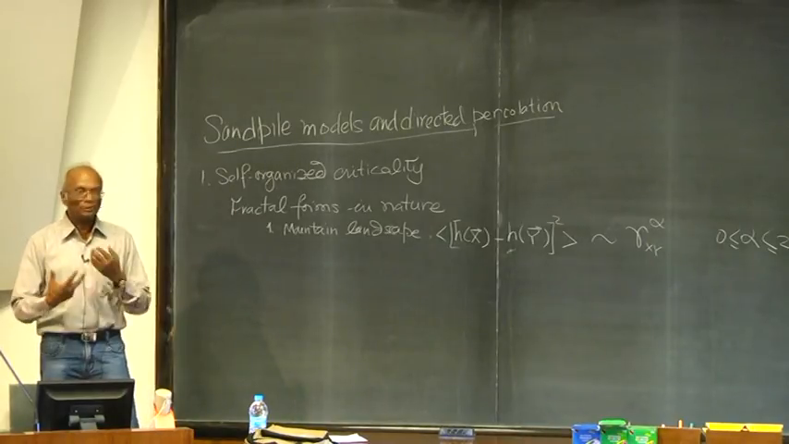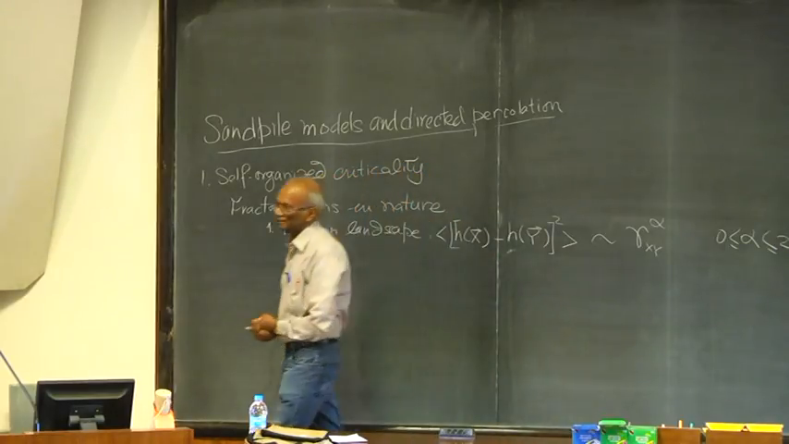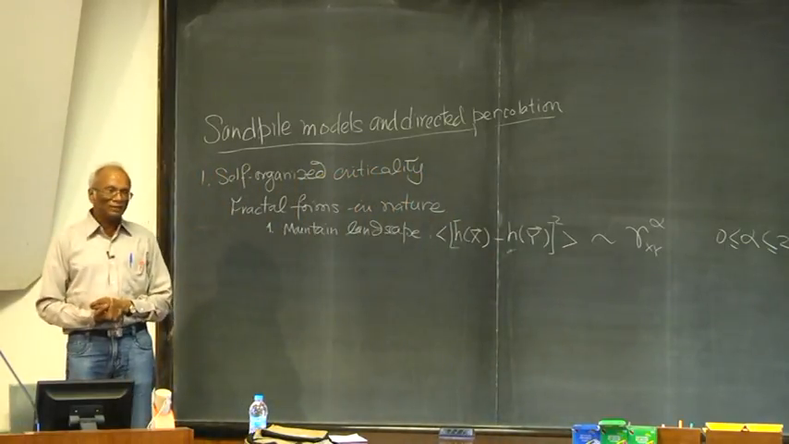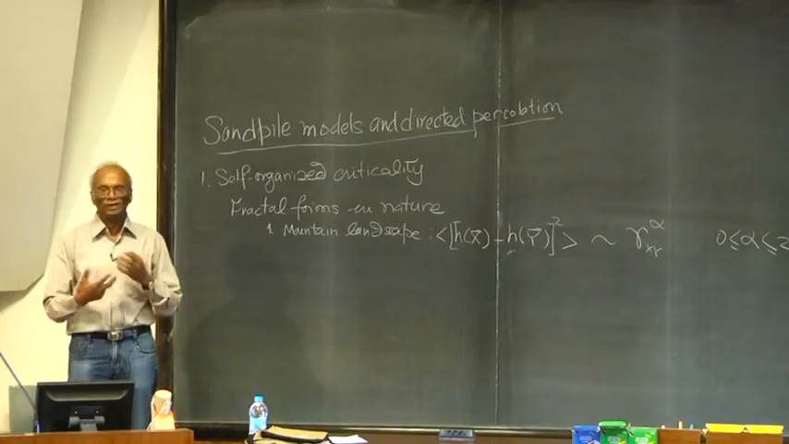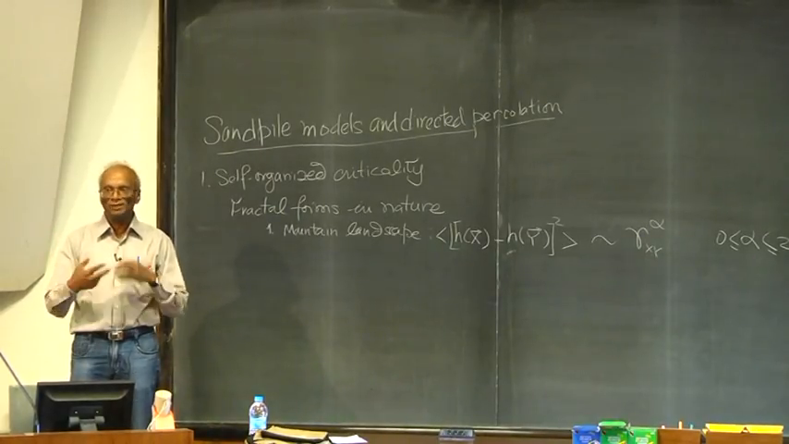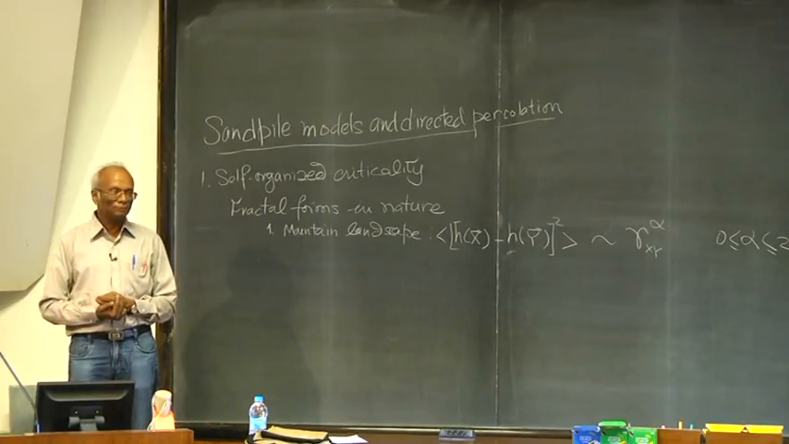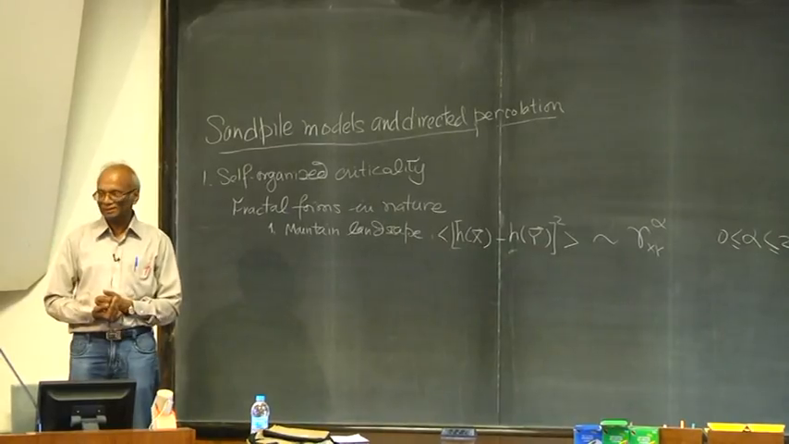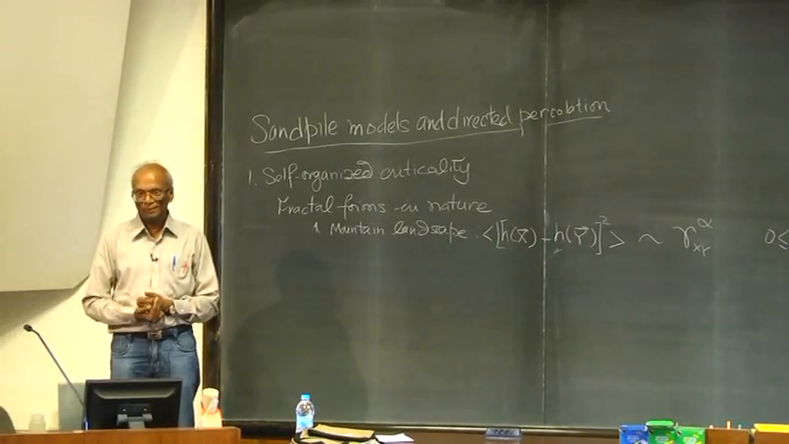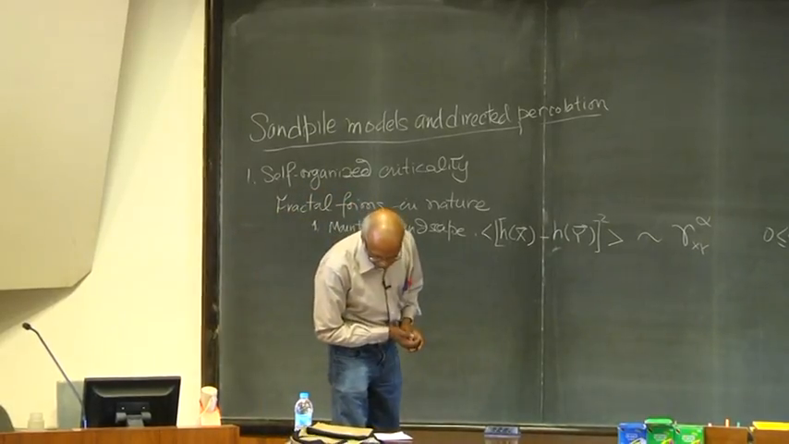Okay? So the important point I'm trying to emphasize is there is a value of alpha which characterizes mountains. And can we determine this value of alpha from basic principles? Because it doesn't depend on the details of the geography involved, you know, strength of rocks which make the mountain range and stuff like that. Okay, so that is one question.